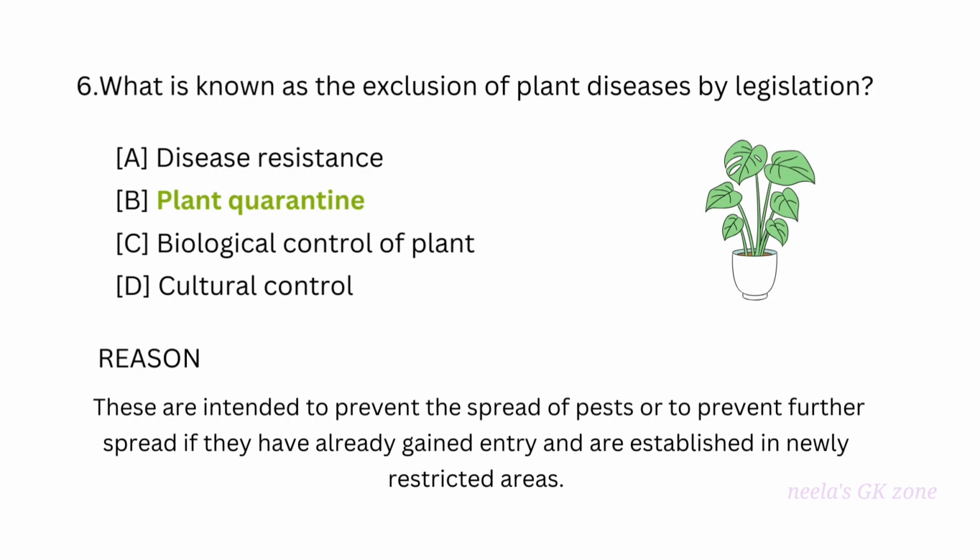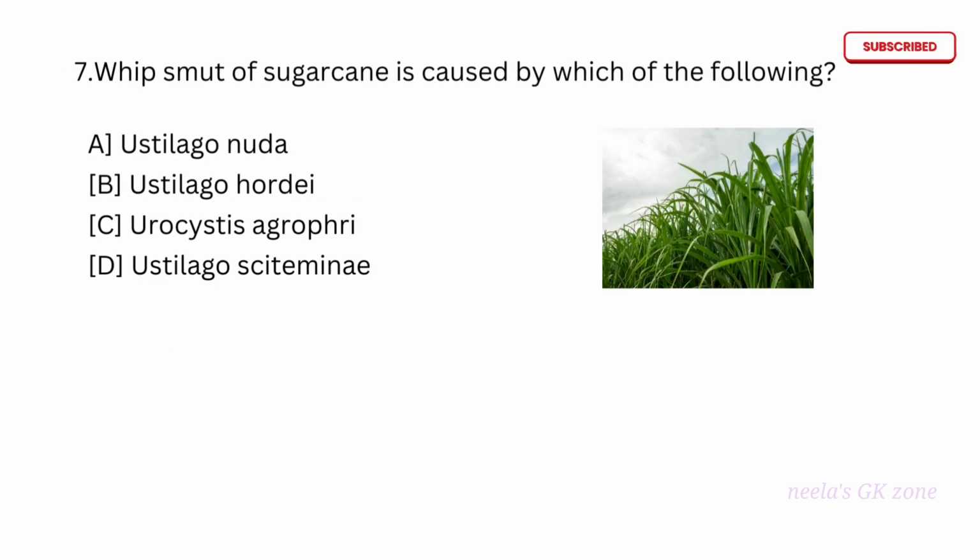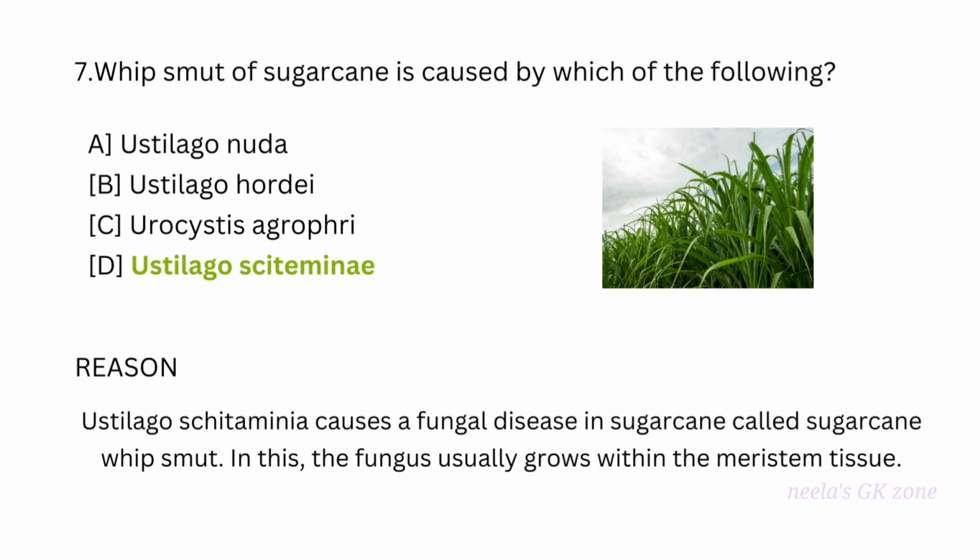And the next question is, whip smut of sugarcane is caused by which of the following? Options are Ustilago nuda, Ustilago hordei, Urocystis agropyri, Ustilago scitaminea. And the answer is Ustilago scitaminea. And the reason is Ustilago scitaminea causes a fungal disease in sugarcane, the sugarcane smut. This fungus usually grows within the meristem tissue.